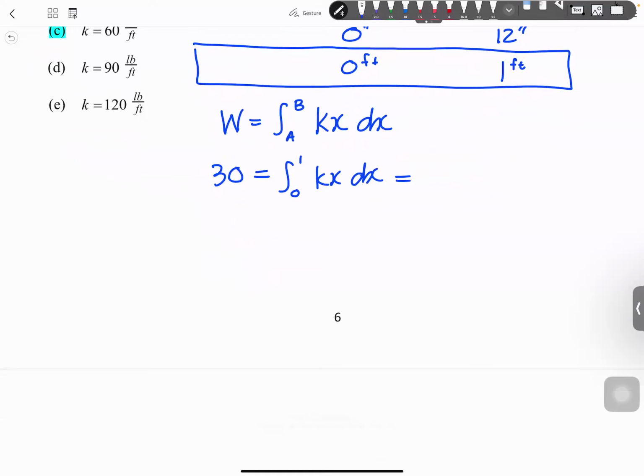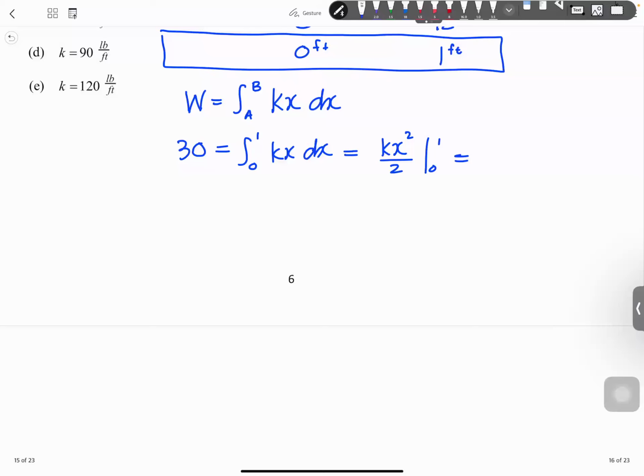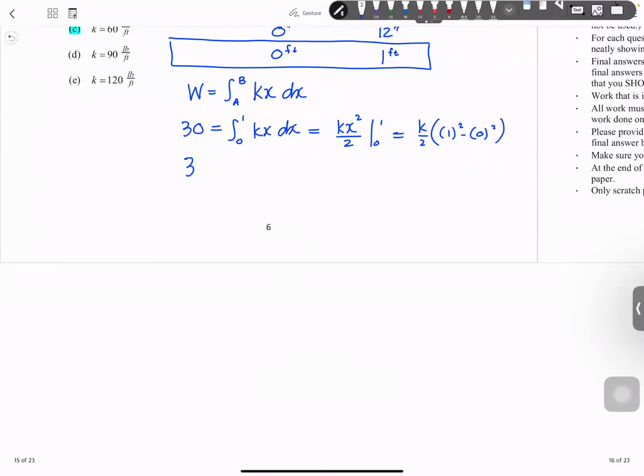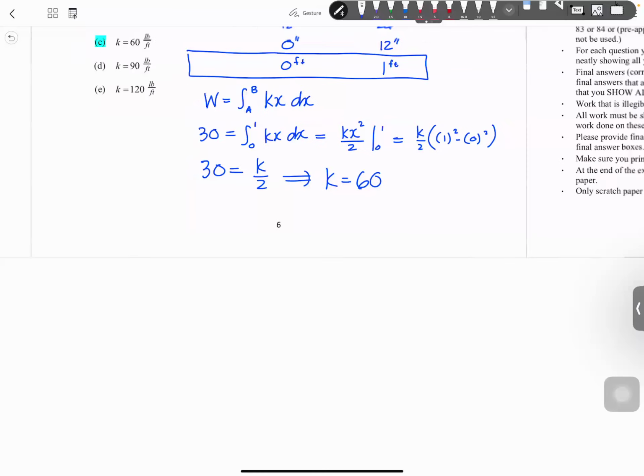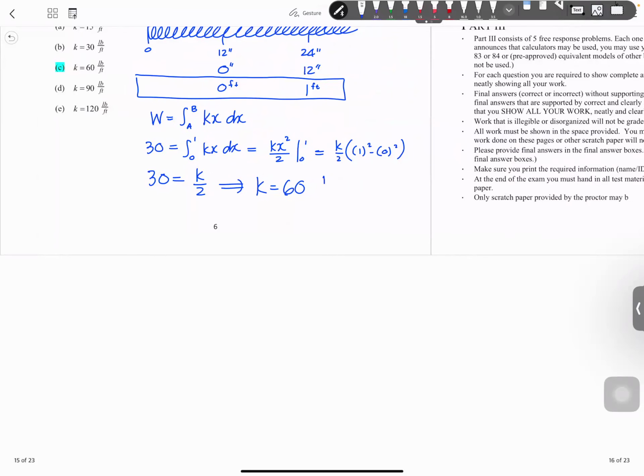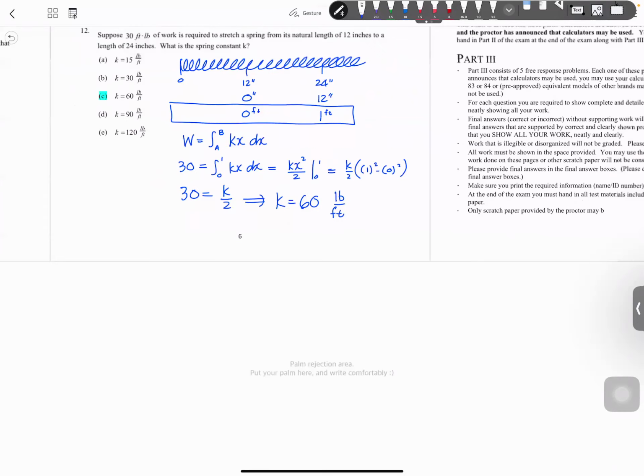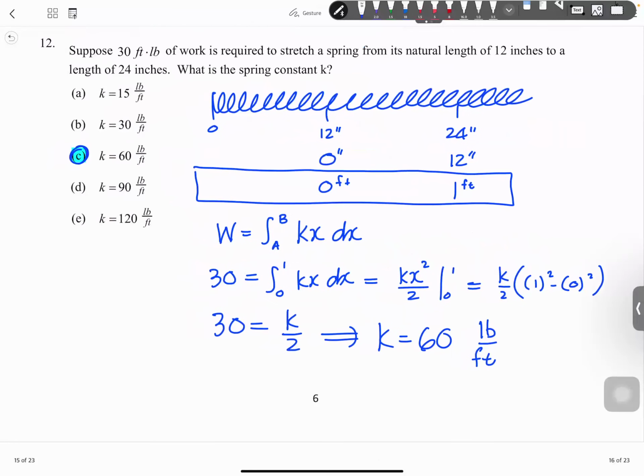So if I actually integrate here, integral of kx is going to be kx squared over 2. We want to evaluate from 0 to 1, right? So this is going to be k over 2, plug in top minus plug in bottom. So 1 squared minus 0 squared. So I simply get that 30 is equal to k over 2, which means k is equal to 60. And the unit that we use is pounds per foot for our k value. Answer here is C.